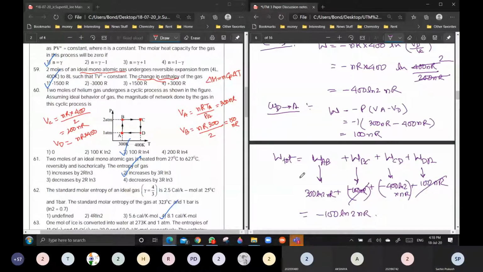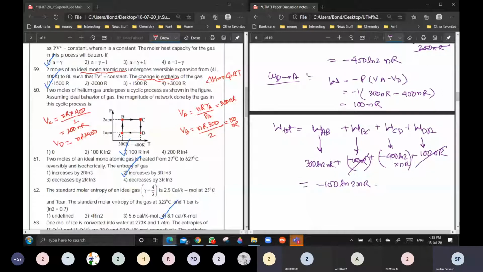Now n is 2, so it is minus 100 ln 2 into 2R. So minus 200 ln 2 R, which is minus 100 ln 4 R. They are asking magnitude of the net work, so it will be positive. Are you getting my point?